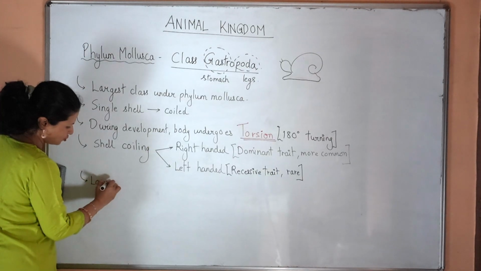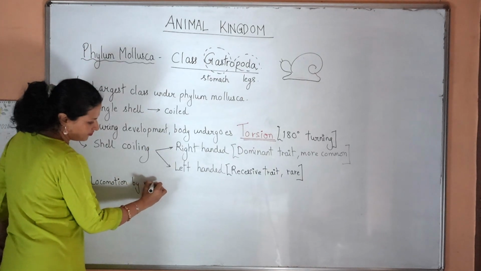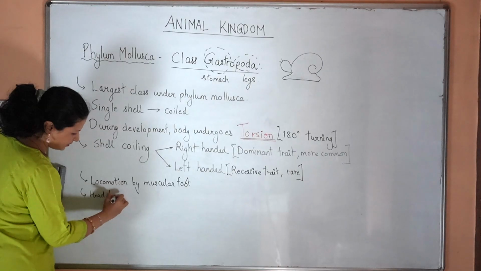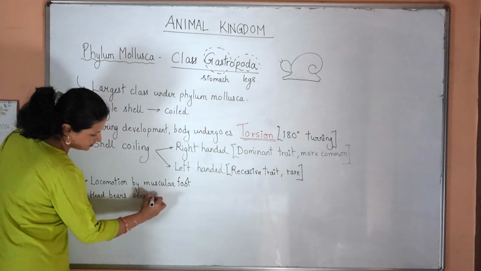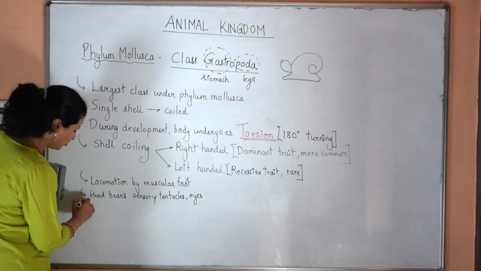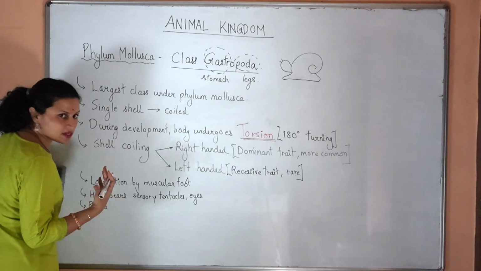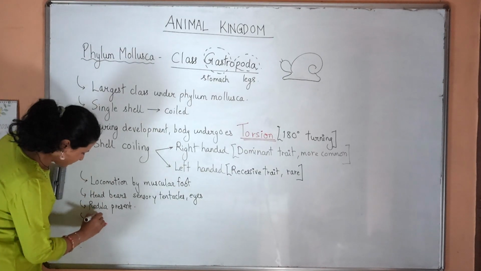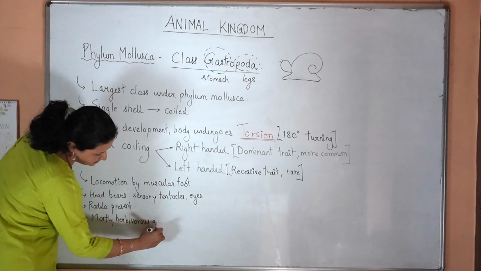They do locomotion by their muscular foot. The head bears sensory tentacles and eyes. Radula, the rasping organ, is present in them. These are mostly herbivorous grazing animals.